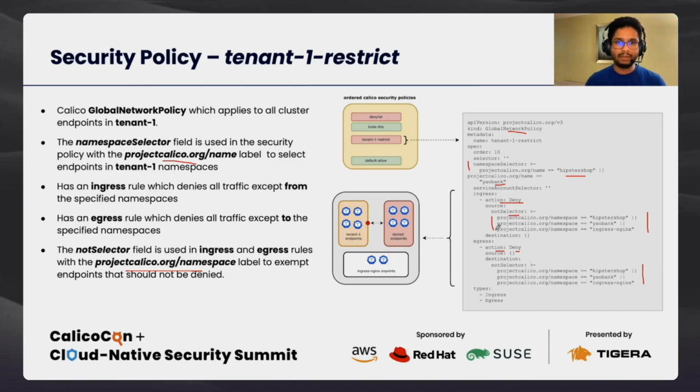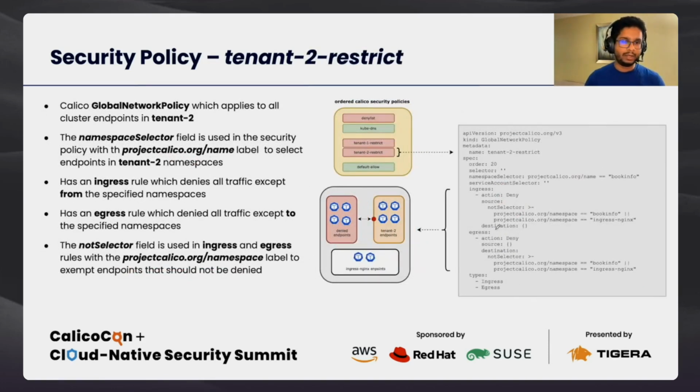Now we're going to have a similar policy for tenant 2 as well. Again, a global network policy using the namespace selector with projectcalico.org/name label to select the tenant 2 endpoints. It has ingress and egress rules, again with not selectors, using the projectcalico.org/namespace label to exempt endpoints that should not be denied. So similar to the previous rule, the book info and the ingress and nginx namespaces are exempted.